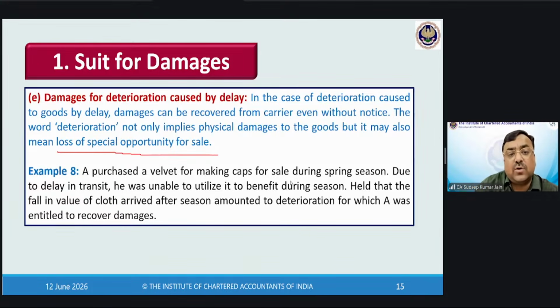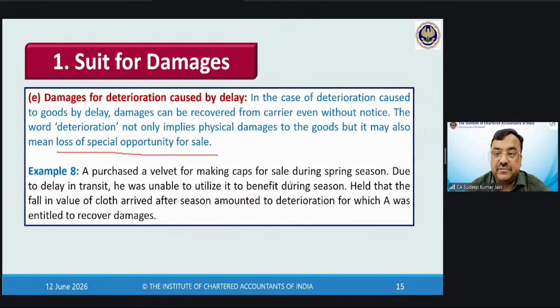मतलब जरूरी नहीं कि एक्चुअल लॉस हुआ हो, अपॉर्चुनिटी निकल गई बेचने के लिए, वो भी लॉस माना जाएगा. See example number 8. A purchased a velvet for making caps for sale during the spring season. Due to delay in transit, he was unable to utilize it to the benefit during the season. Held that there was a fall in value of cloth arrived after the season, amounting to deterioration for which A was entitled to recover damages. What actually happened?